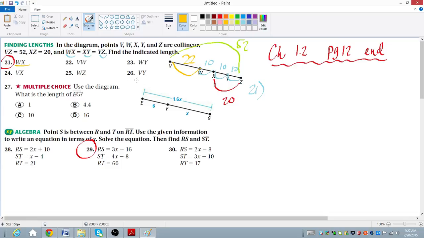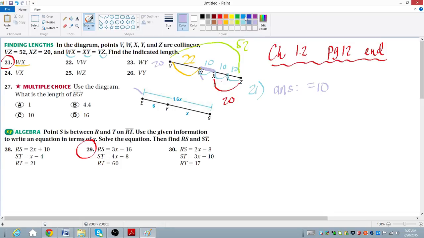Now WX, we'll look for WX. Let's see, WX is right here. This is WX. So I know the length is 10. So answer for WX equals 10. And then you could do that to figure out the rest. So let's say, number 23, WY. Where's WY at? This is W and that's Y. So that'd be 10 plus 10, that's 20. So WY, that's 20. All right, so now let's move on to number 29.